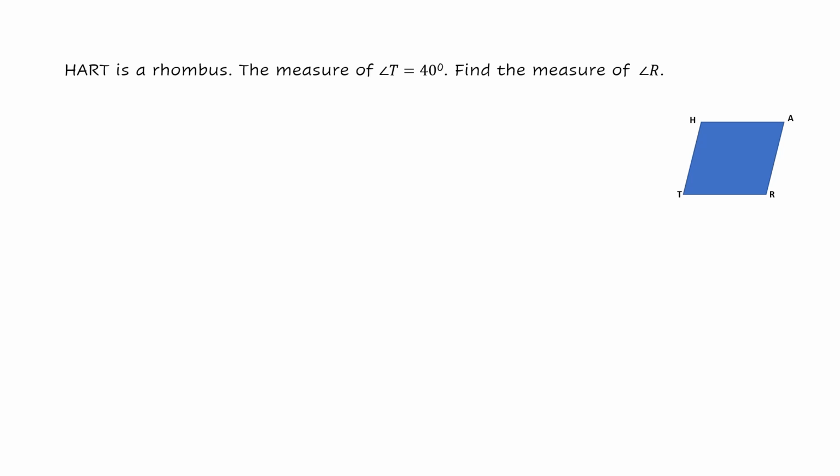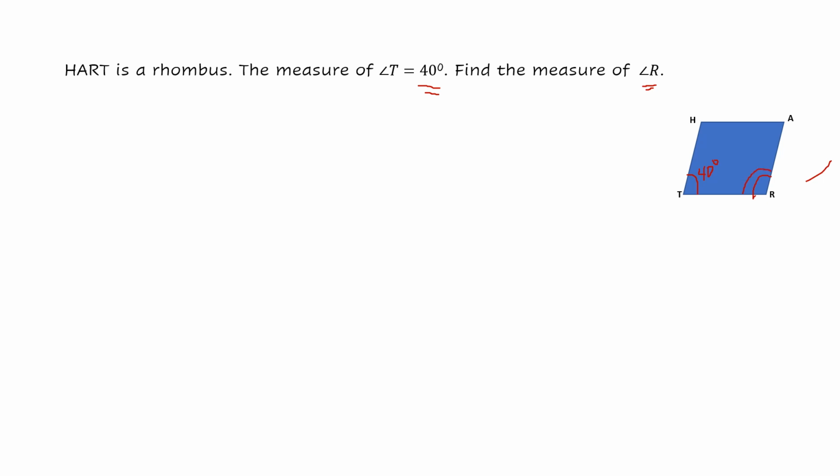Okay, next slide. HART, as shown in the figure here, is a rhombus. The measure of angle T equals 40 degrees. So find the measure of angle R. If we look at our rhombus, here is your angle T, and it has a 40-degree measure, and here is your angle R.